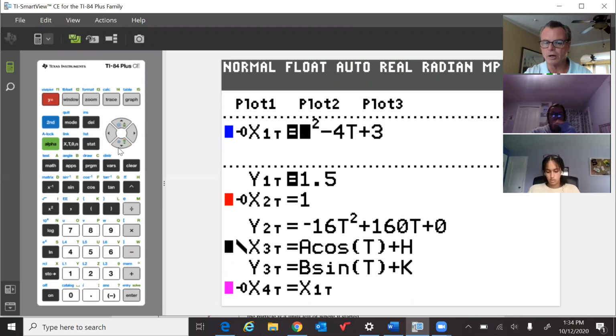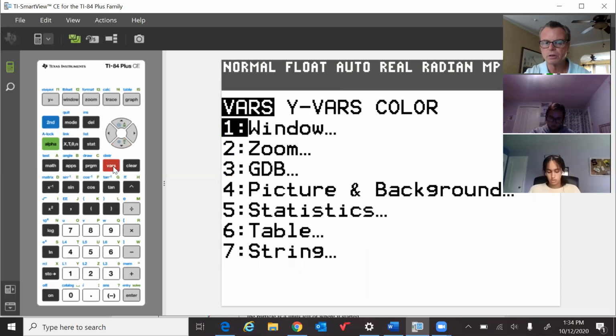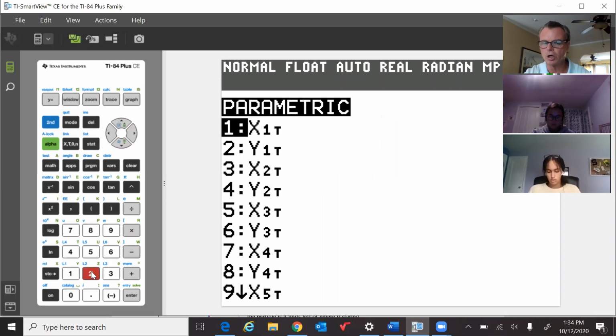Now we're going to go down here. X3 and Y3 are in there from chapter 1. They're fine. They're just out of the way. We're not bothering anything. But you're going to get down to x4. And we're going to type this in here. Ready? Vars, y vars, parametric mode, x1.